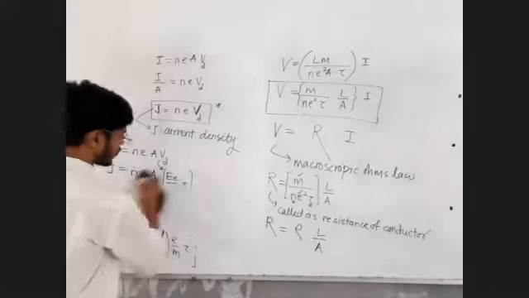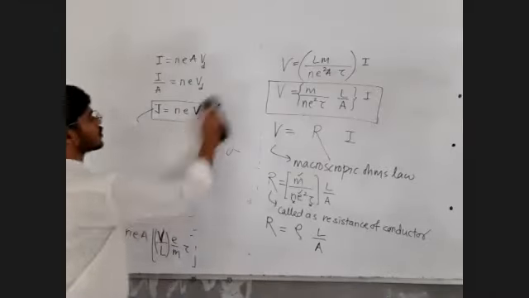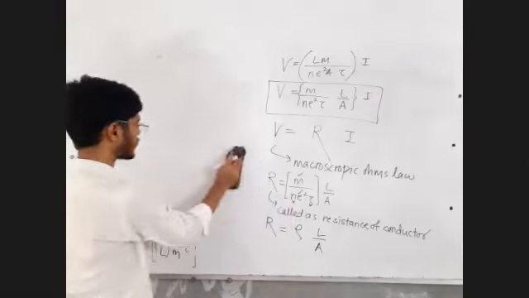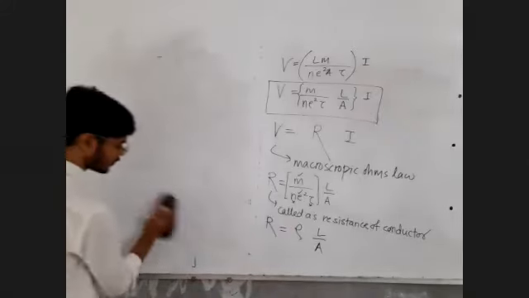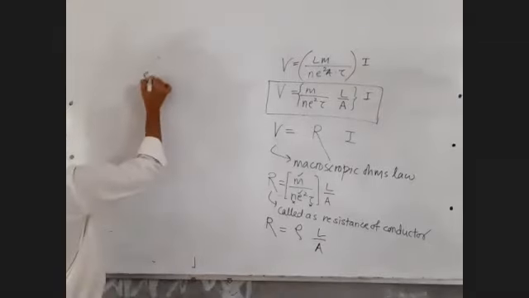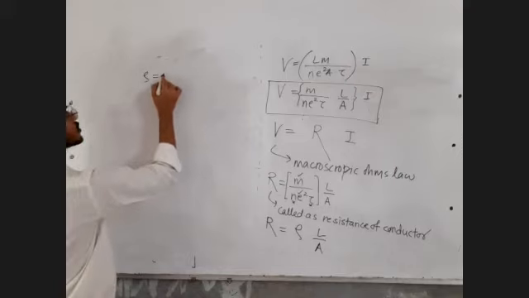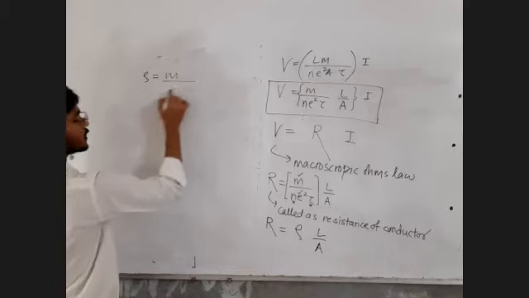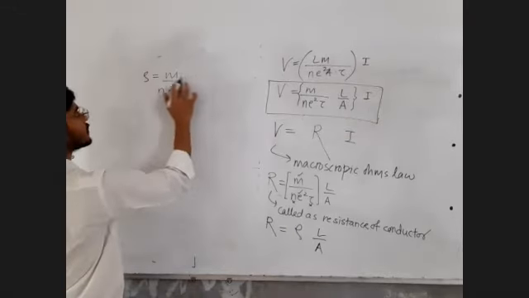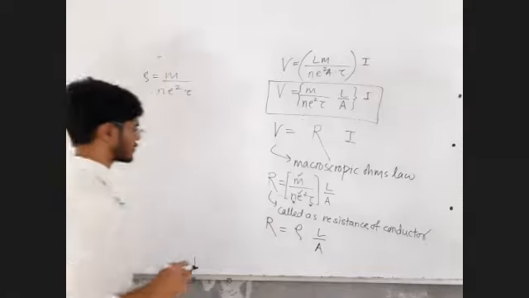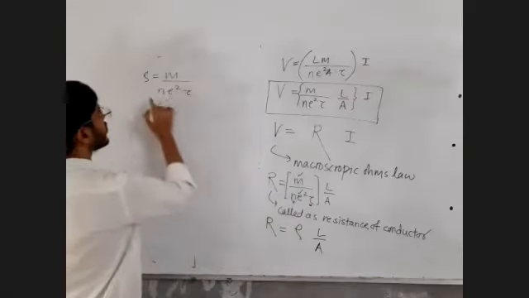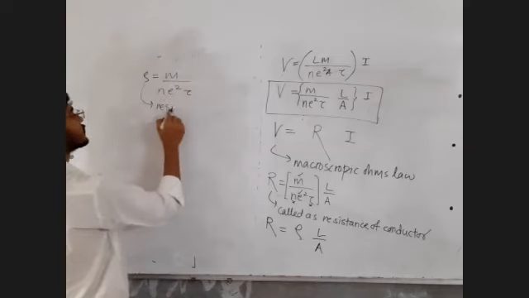What is the formula for rho? The formula for rho is m upon n e square tau. It seems somewhat difficult, but no need to remember that formula. You can derive it as per the need. I will tell you which equations are to be remembered and which you can forget, because everything can be derived within a span of 10 seconds. This term m upon n e square tau is called resistivity.